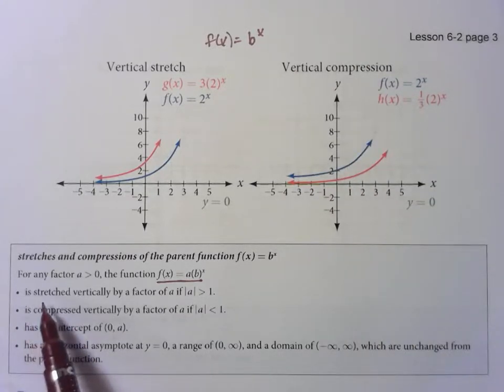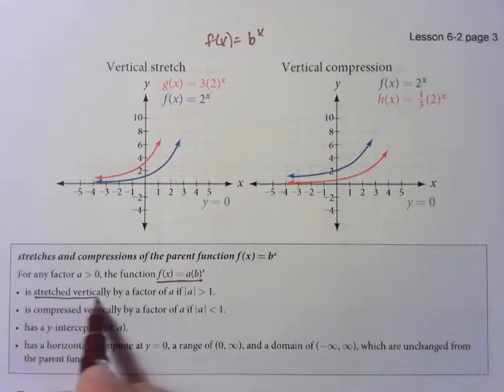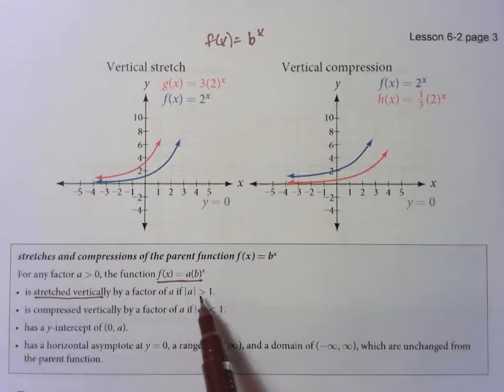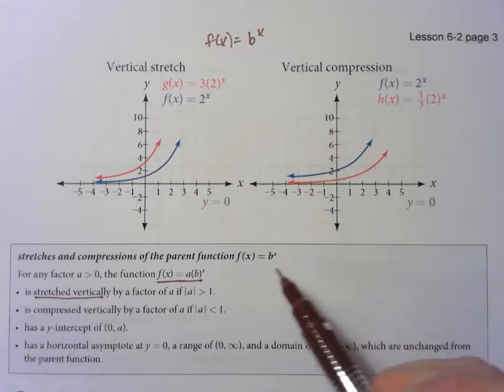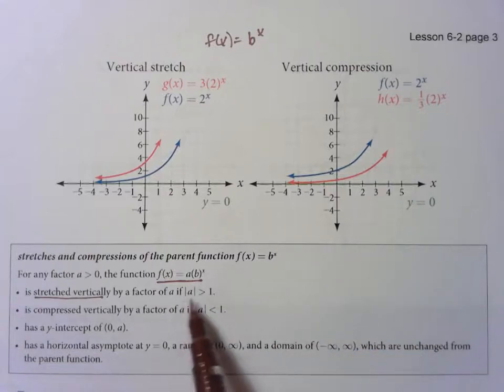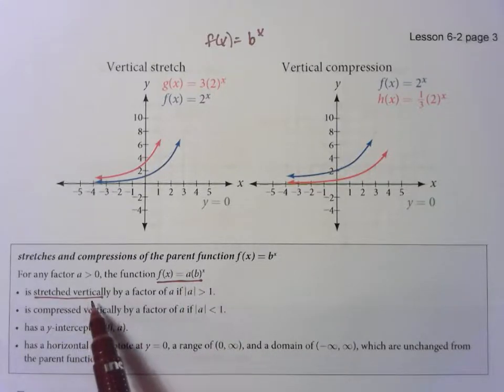The function is going to be stretched vertically if a is greater than 1. Now, whenever we're talking about this, I'm not going to use this notation. I'm going to be talking about a as just the number. If there's a negative in front of it, just ignore that. We're going to talk about the negative on the next page. So just look at the number. That's what the absolute value means. So if this number is greater than 1, it will be stretched vertically.